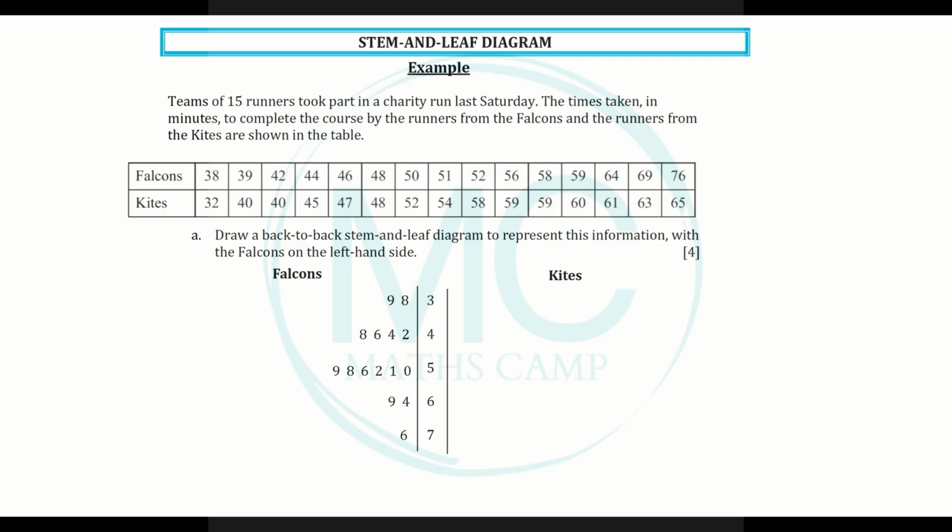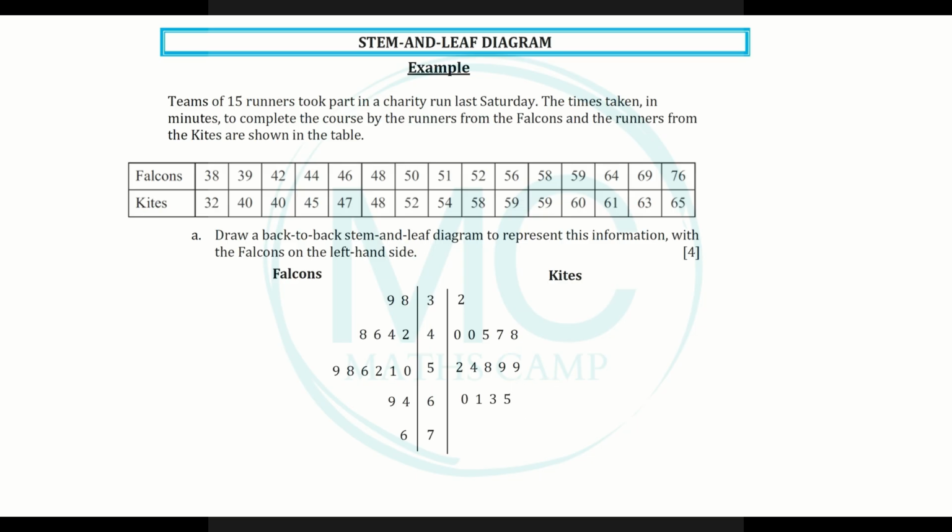Now we can do the same thing for the Kites. The lowest value is 32. So our 30s column, we have 2. For our 40s, we have 2 40s, 45, 47, and 48. In the 50s, we have 52, 54, 58, and 2 values of 59. For the 60s, I have 0, 1, 3, and 5. And this is my stem and leaf diagram.